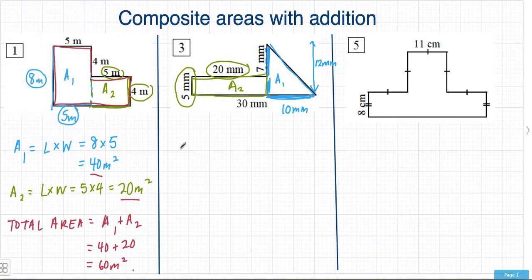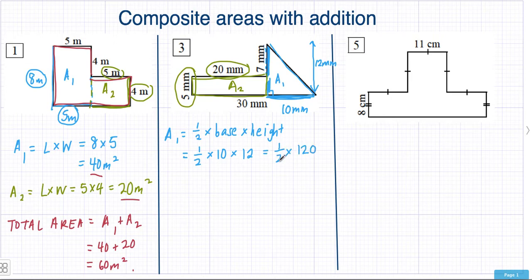Now once we've figured out the parts of the shapes, all we need to do is use our formulas. Now area 1 is going to be a triangle, so it's half the base times the height of the triangle. Now this is a little right angle here because it's like a square edge here. So we've got half of the base, which is 10, times the height, which remember was 7 plus 5, which was 12. So it's a half of 10 times 12 is 120. So half of that is 60. And the units here are millimetres, so this is going to be in millimetres squared.